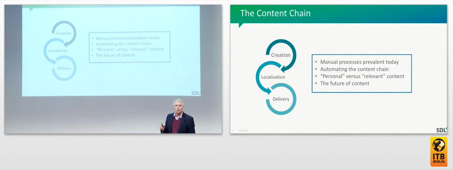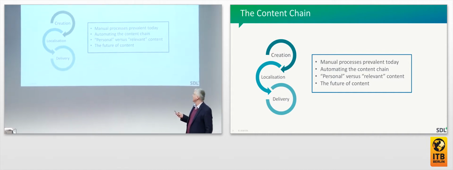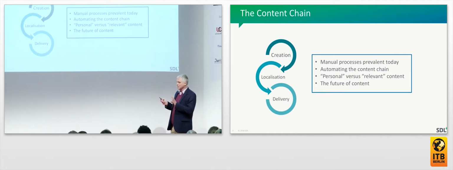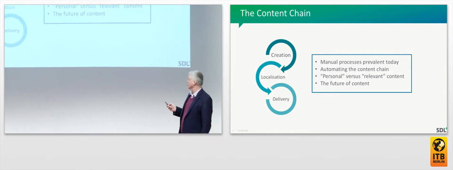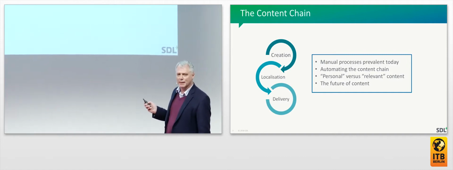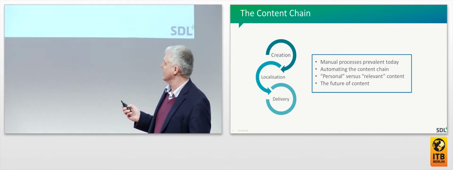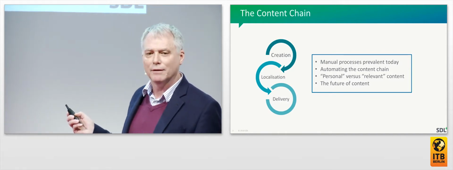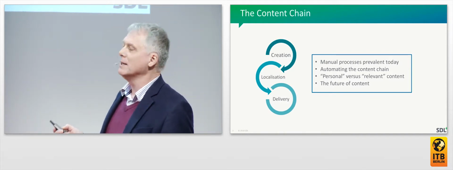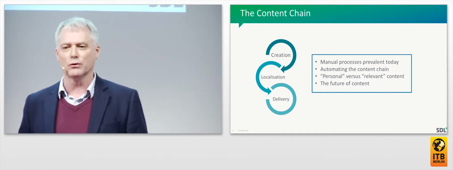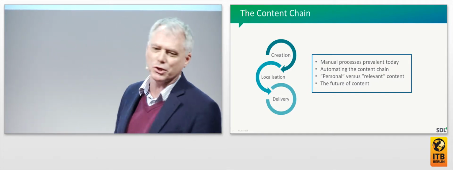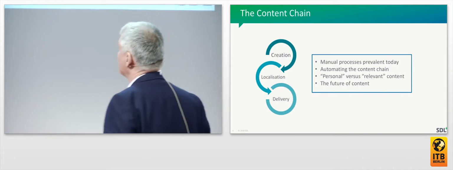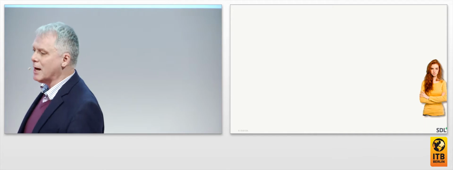And in particular, I want to talk about a few aspects of this. Firstly, the manual processes that are prevalent today, and I'm sure what most of your businesses already do. I want to talk about how you would automate nearly all of those processes. I want to refer to what I call personal versus relevant content, and then give you a hint of what the future of content will look like. And by future, I just mean maybe 2 years from now, not 10 years from now. So let me start with this.